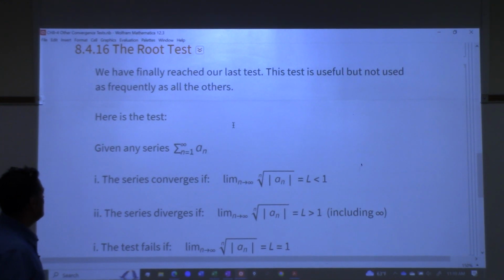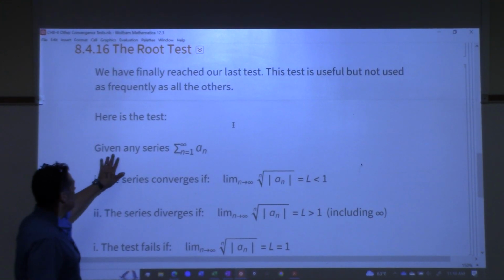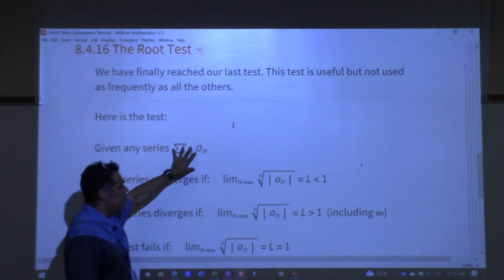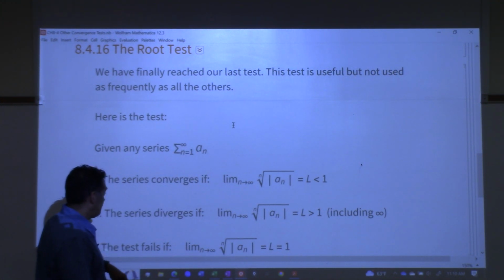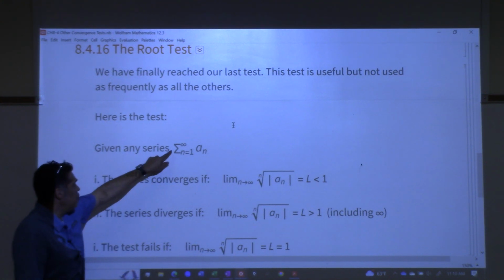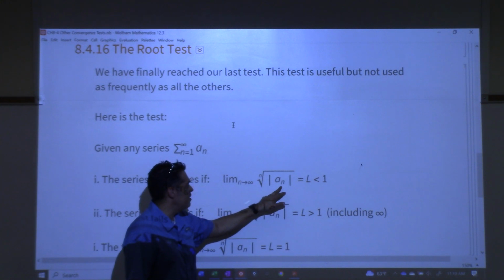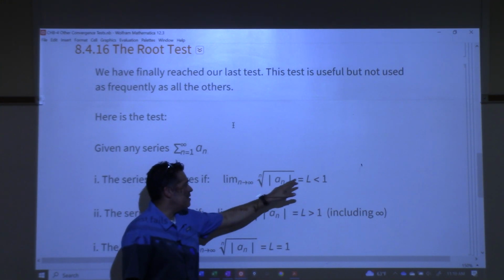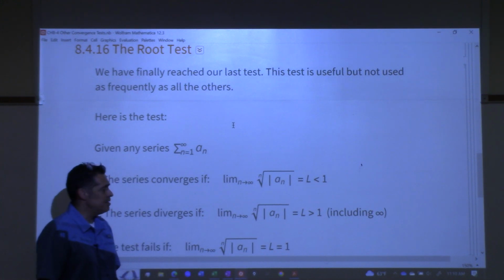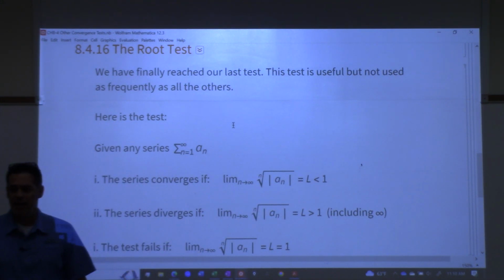This test is something you want to use when you see something raised to the power of n. So it says here if we're given any series, it doesn't matter what the series is, it can be positive terms, negative terms, whatever, this series will converge if when you take the nth root of the absolute value of the sequence, take that limit, if that's less than 1, we've got convergence. If it's greater than 1, we've got divergence, and if it equals 1, the test fails.